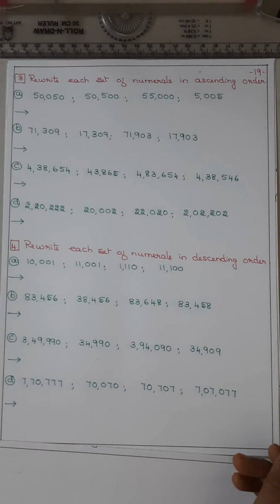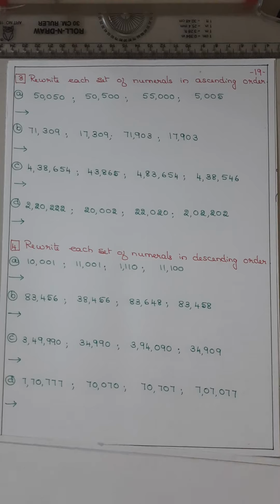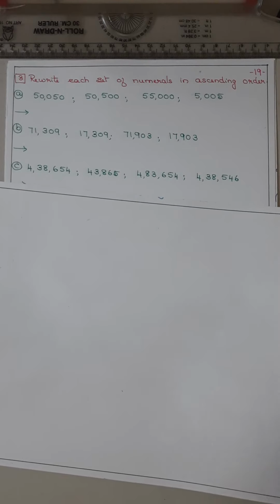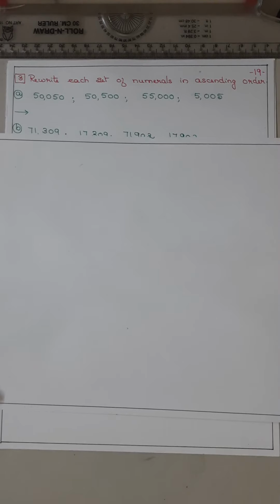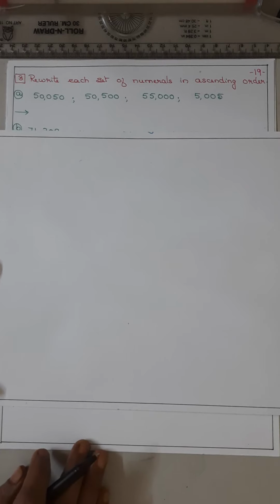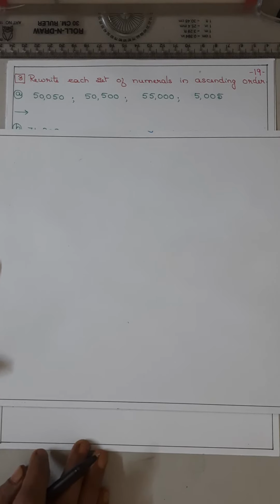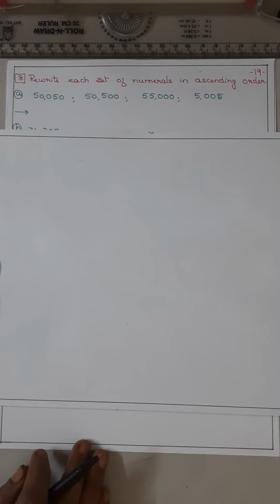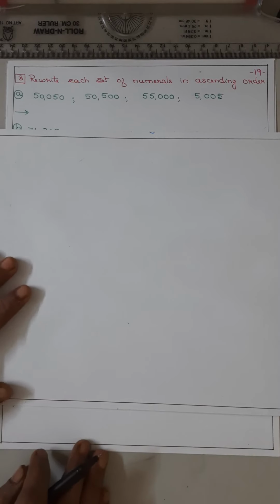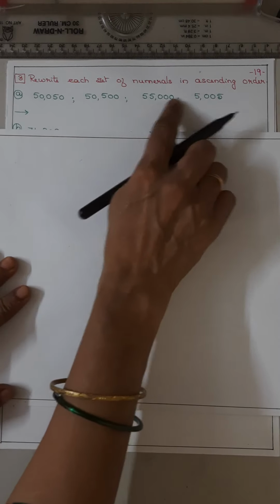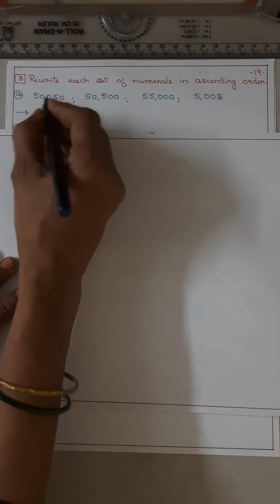Now coming to question number 3, rewrite in ascending order. Ascending means small to big, isn't it? छोटे से बड़ा. तो सबसे पहले छोटा नंबर ढूंढो. So number of digits. So 5 digit, 5 digit, 5 digit, 4 digit. So the 4 digit has to be written first.